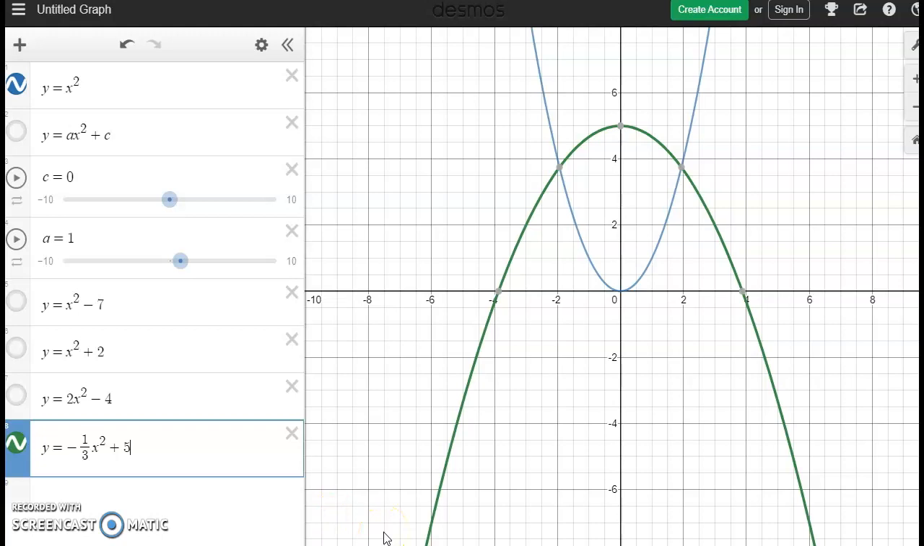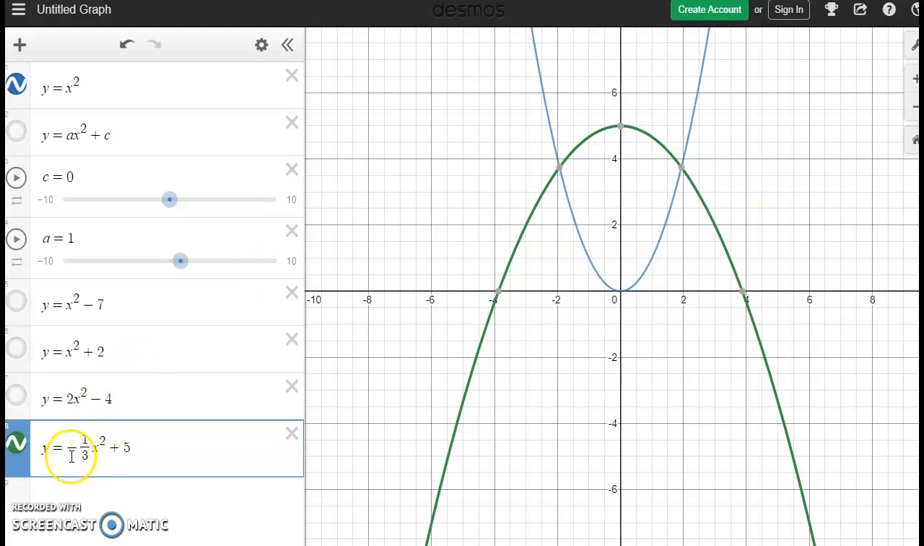Okay, domain is still all reals. Your range is going to be y is less than this time because the parabola is going down. It's y is less than 5. Okay, there are quite a few transformations.